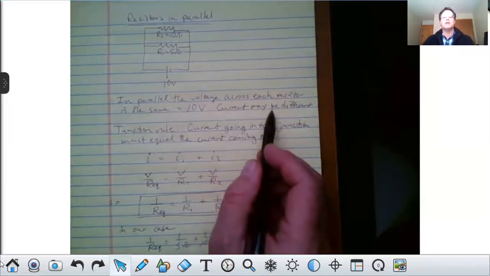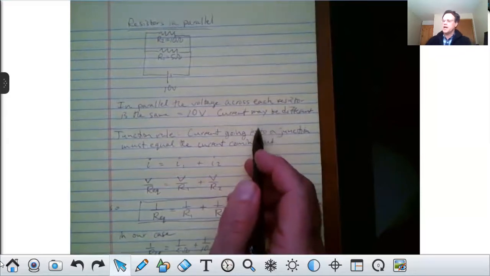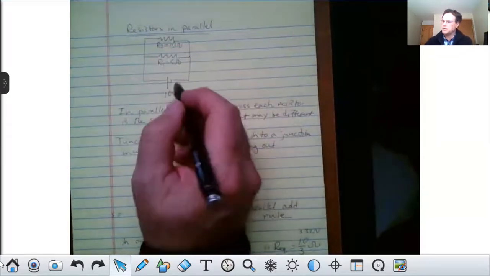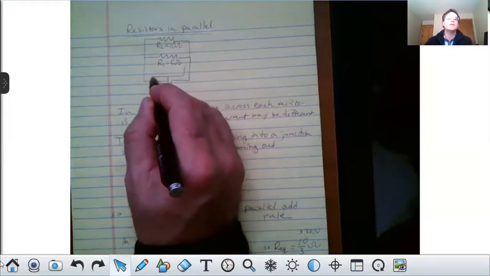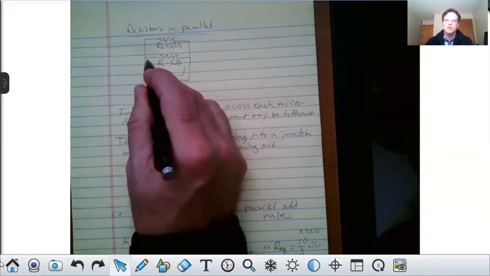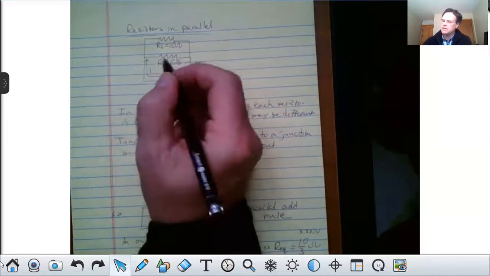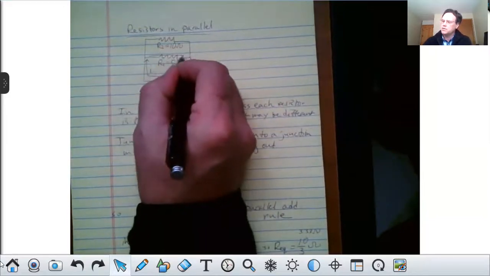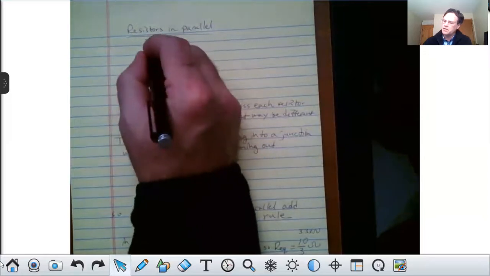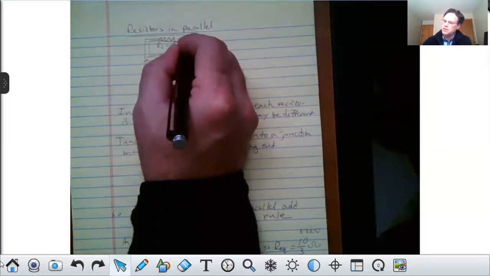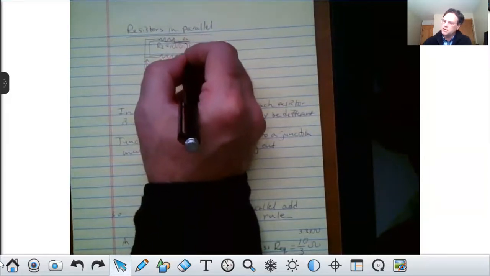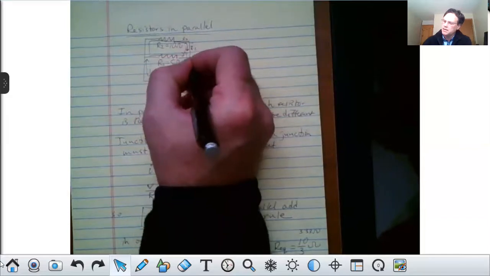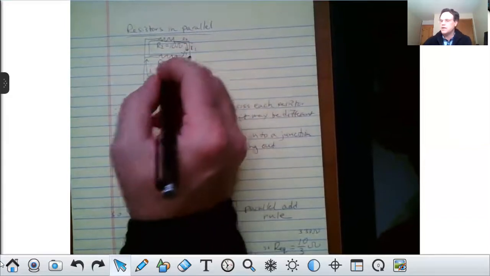But the current may be different. And the reason for that is that the current splits, right? So I'll have a current going through from the battery through that part of the circuit, call that I, and that's going to split into I1 and I2. Now they do kind of come back around the circuit and recombine at this junction over here after they've split up at this junction.